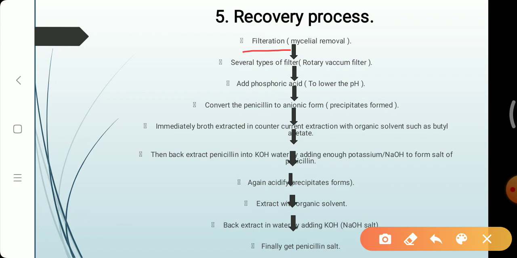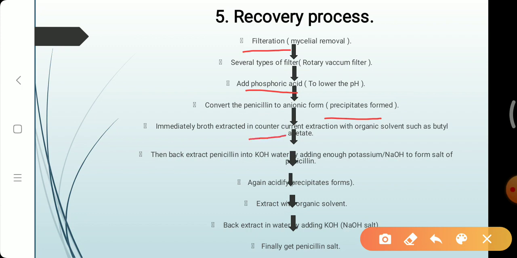Now what are the things which remain? There are two things: the fermentation medium and the penicillin present in the fermenter. For that, we add phosphoric acid, which will lower the pH and convert the penicillin to the anionic form, that will precipitate. Then we immediately go for counter current extraction.